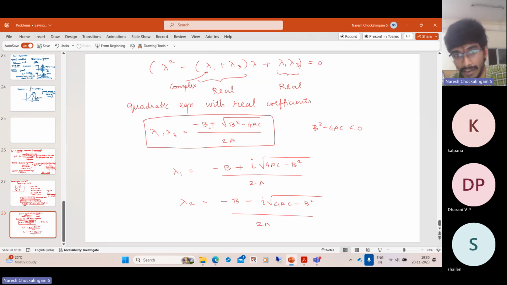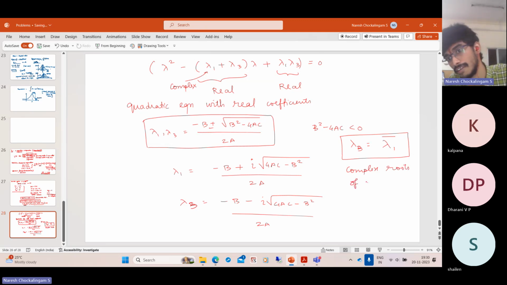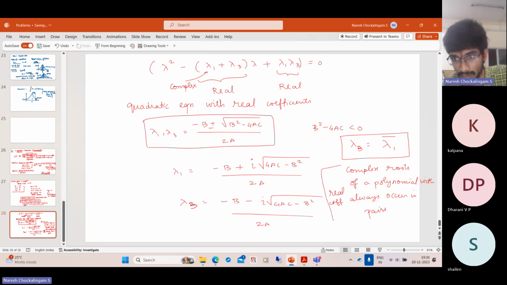And lambda 2 will be its complex conjugate, which is minus b minus I root of 4ac minus b squared by 2a. So lambda 3 is the complex conjugate of lambda 1. Right? So this is another fundamental result in mathematics. Complex roots of a polynomial with real coefficients always occur in pairs. So this is something you need to know.